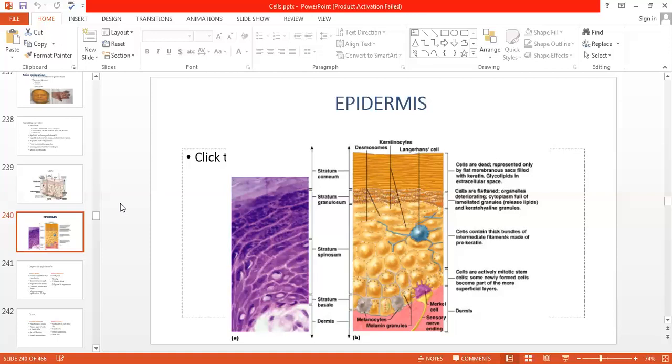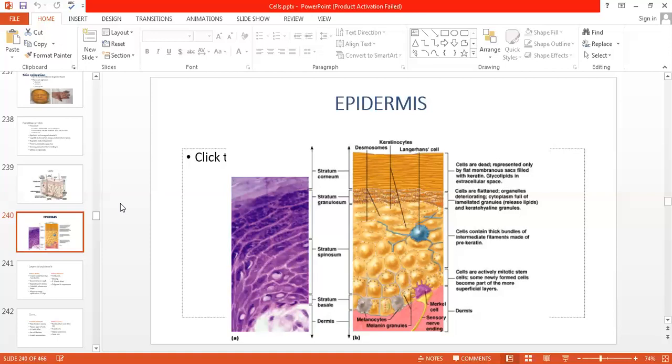In the second layer, cells are flattened, organelles deteriorating, cytoplasm full of granules, which release lipids and keratohyalin granules.